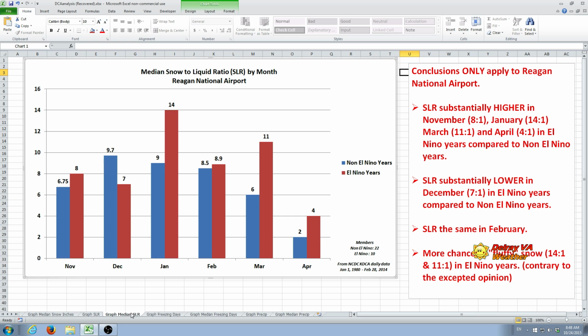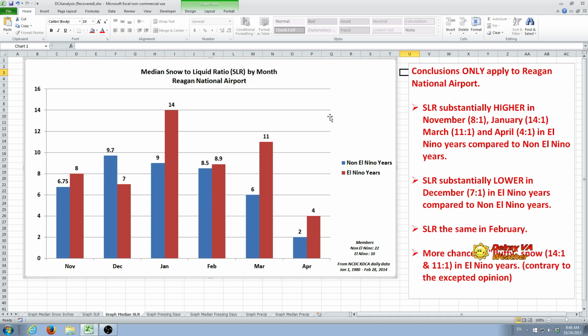The interesting thing that came out from this study is that in non-El Nino years, the median of that ratio, in the blue here, is far less than the accepted climatological ratio of 11.8. So certainly in non-El Nino years, it's probably not going to be an 11.8 ratio. It's going to be probably more in the neighborhood of a 9 to 1 ratio for Reagan National Airport.